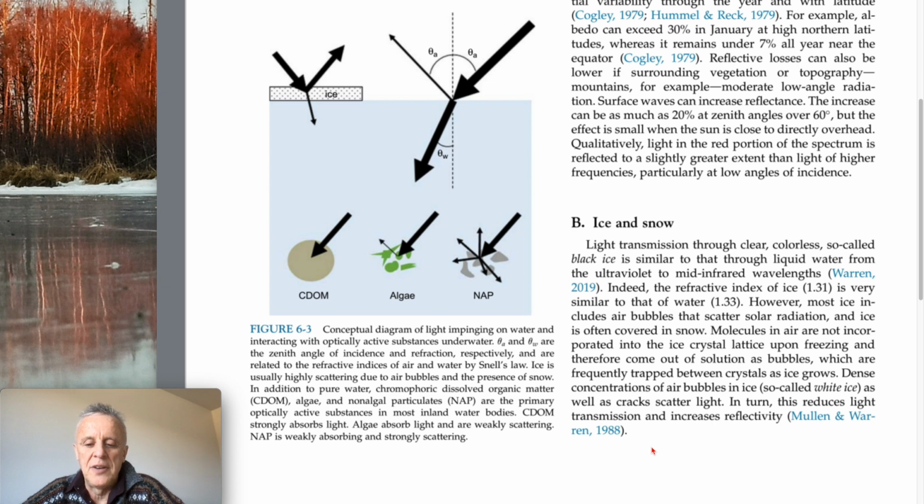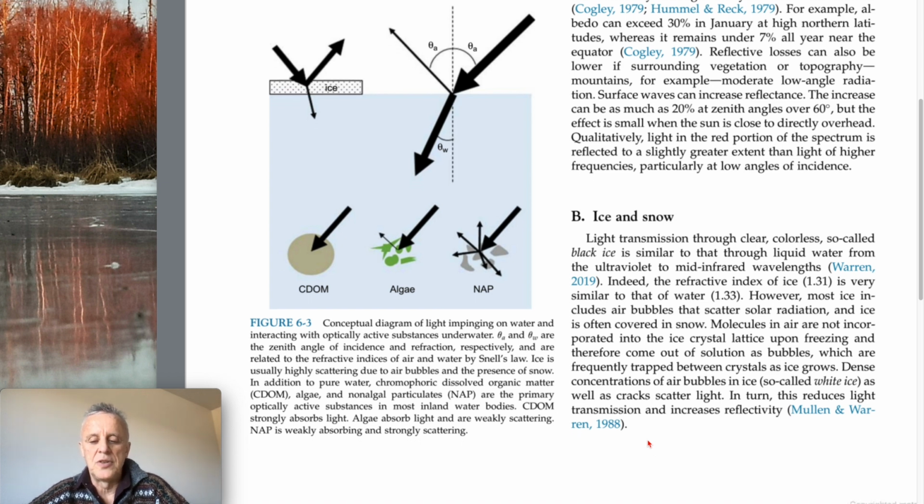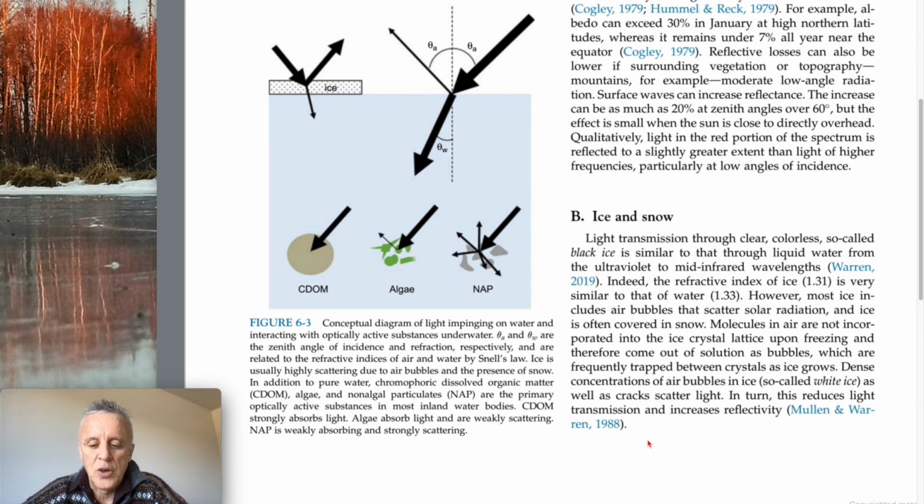Molecules in air are not incorporated into the ice crystal lattice upon freezing and therefore come out of solution as bubbles, which are frequently trapped between crystals as ice grows. Dense concentrations of air bubbles in ice, so-called white ice, as well as cracks, scatter light. In turn, this reduces light transmission and increases reflectivity.